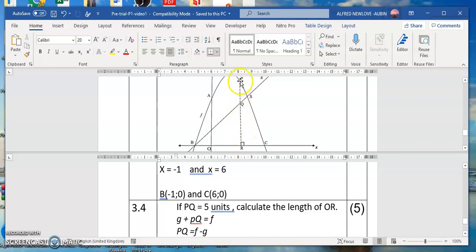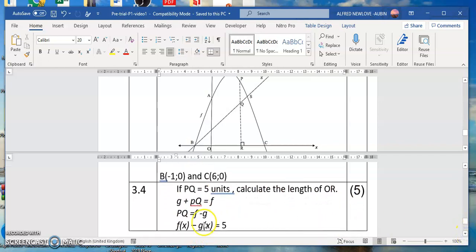So the distance from here to here, which is g, plus the distance from here to here, which is PQ, should be equal to the total distance here, which is f. We were given PQ, so if we transpose, PQ is going to be f minus g. I can write it in this form: f(x) minus g(x) should be equal to 5, because we're given that PQ is 5.